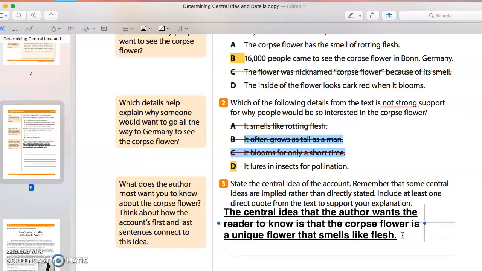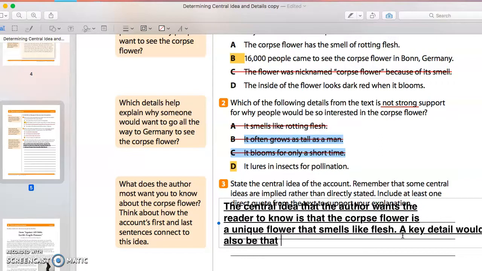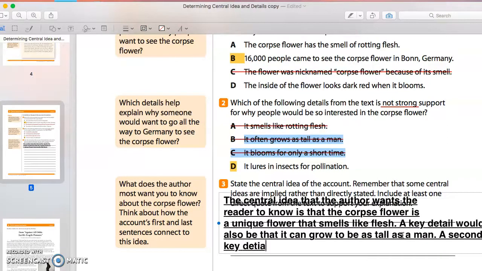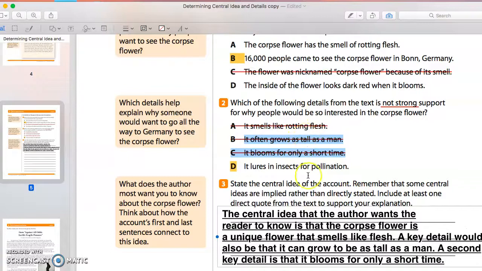First, a key detail would also be that it can grow to be as tall as a man. A second key detail is that it blooms for only a short time. Alright, so there's 2.